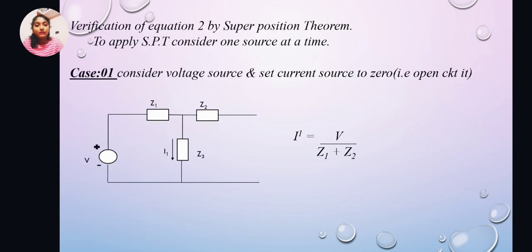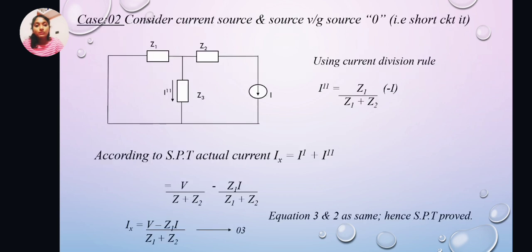So we have to verify equation 2 by the superposition theorem. To apply the superposition theorem, consider one source at a time. So we have to consider two cases. In case 1, the voltage source is considered and the current source is set to 0, that is, open circuiting it. So here the voltage source is considered and the current source is 0. We'll get an expression like I dash equals V divided by (Z1 plus Z2). In case 2, we consider the current source and make the voltage source 0, that is, short circuiting it.